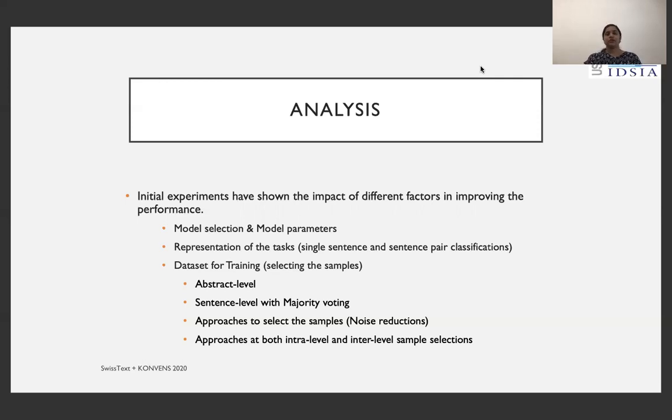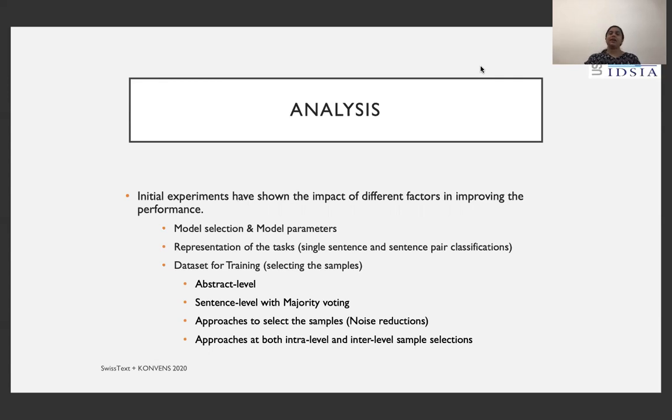Next important factor could be the dataset for training. So in this task, the training data is not available as such. We have to construct the samples from the given text and with respect to the given entity pair. So there are different approaches which could be followed. We could have an abstract level sample selection, that means we consider the entire abstract as the sample. Or we can go for sentence level approaches where we select all those sentences in which the entity pair exists.